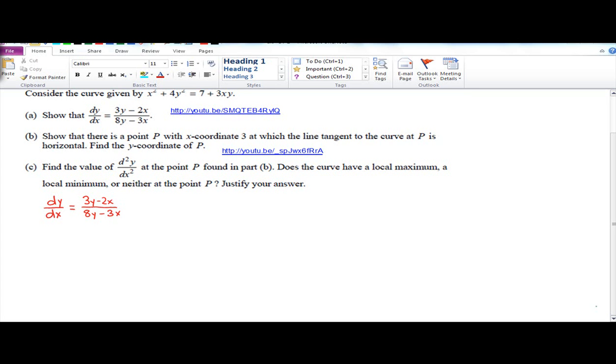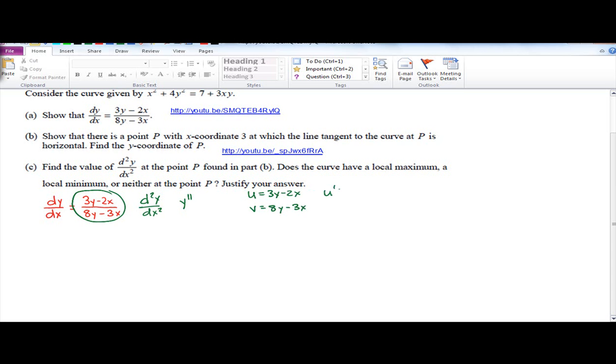So first off, you've been asked to take d squared y dx squared, and this is just the second derivative. They just want y double prime. So that means we're taking the derivative of this, where u equals 3y minus 2x, and v equals 8y minus 3x. So we need to use the quotient rule.